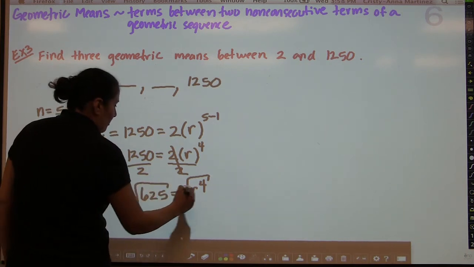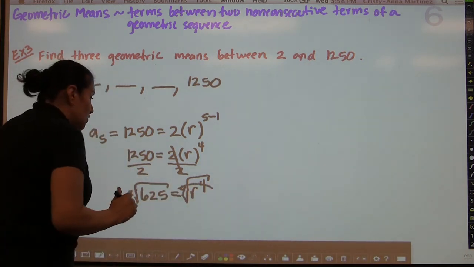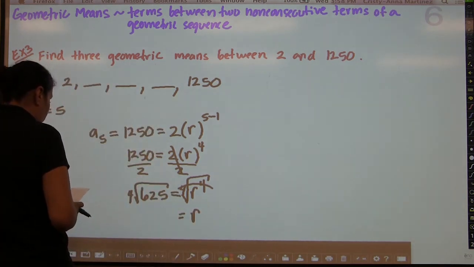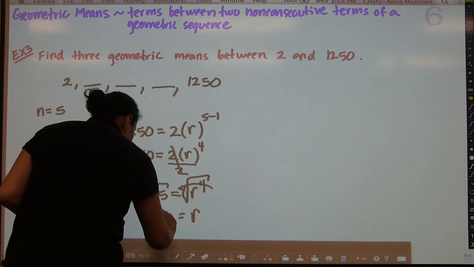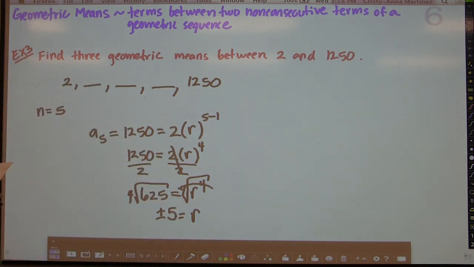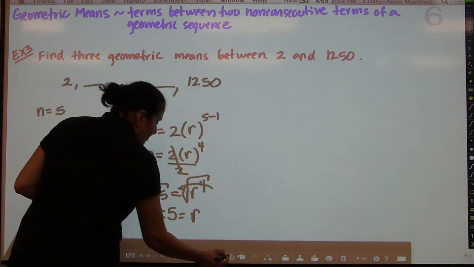of 625. And don't forget that when you take an even root of a variable, you have to accommodate for both positive and negative results. This will be plus or minus 5. The 4th root of 625 is positive or negative 5. So that means that 5 to the 4th power is 625, and negative 5 to the 4th power is also 625. So we're actually going to get 2 different options for this problem. So we'll start with the positive 5.